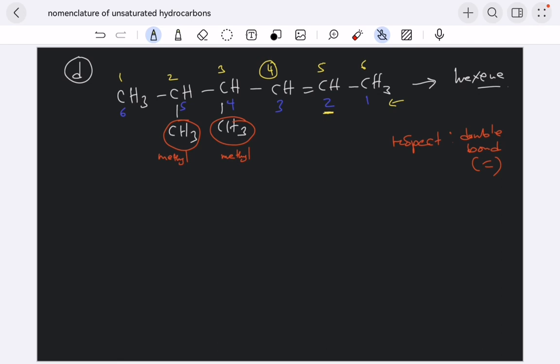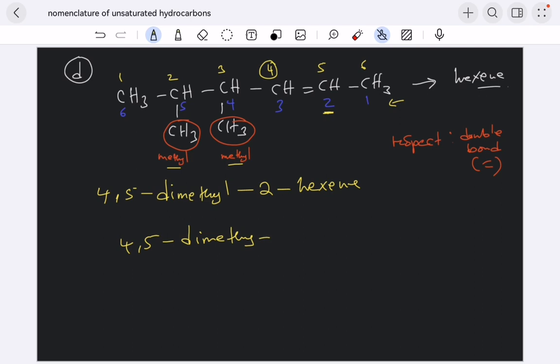So what is going to be the name of this particular compound? So we say 4, 5. We have 2 of these, so it means dimethyl. Then position number 2, we have a double bond, then we can say hexane, which can also be written as 4, 5 dimethyl, then hex 2, then yne. So both names are correct.